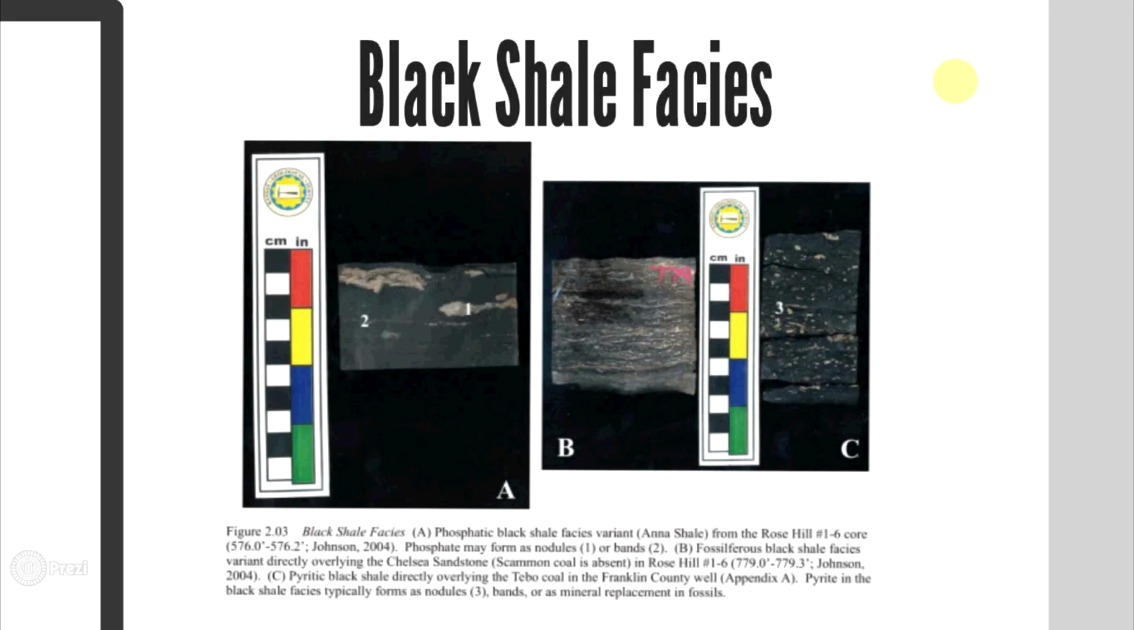Pyrite in the black shale facies typically forms as nodules, number 3, bands, or as mineral replacement in fossils.